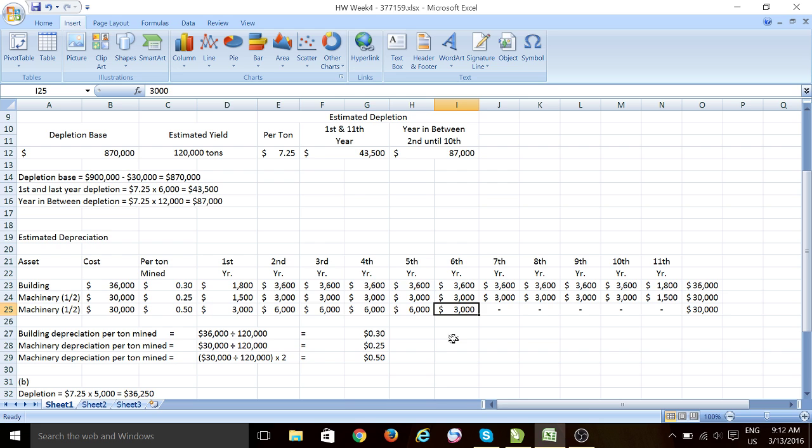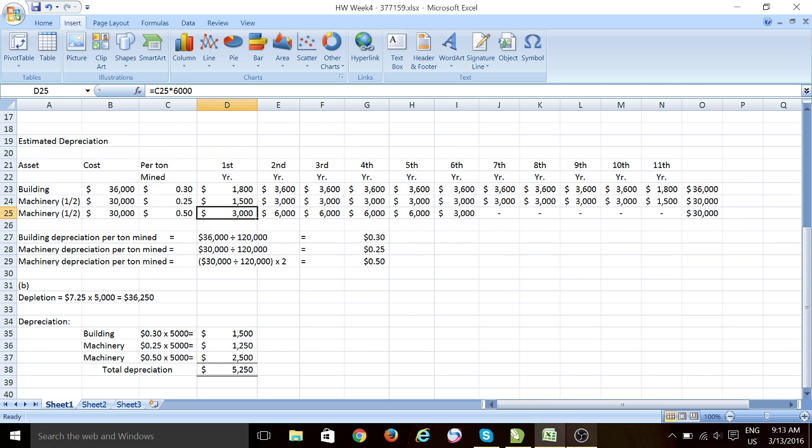for 1/2 of the 11 years. So yeah, we got 3,000 for the 6th year, and it's actually zero depreciation for the following year. If we sum them up, we'll get 30,000 as well.